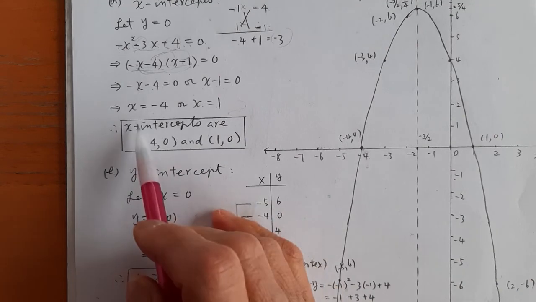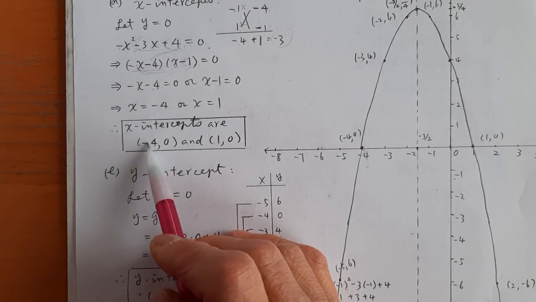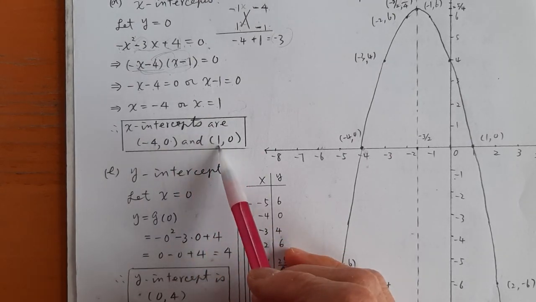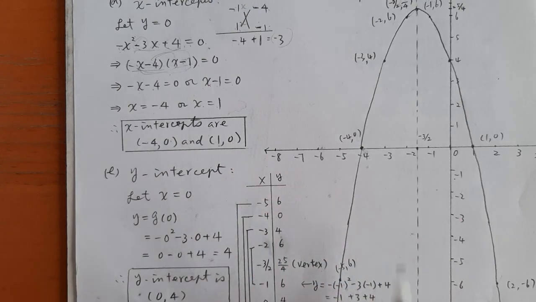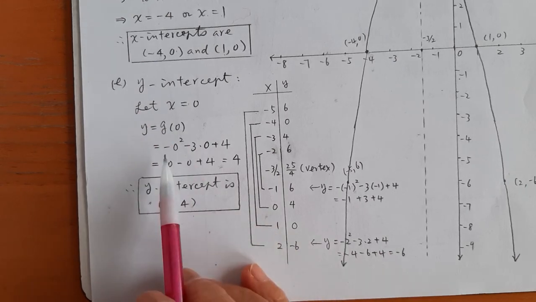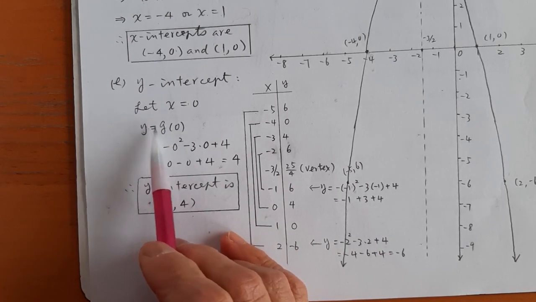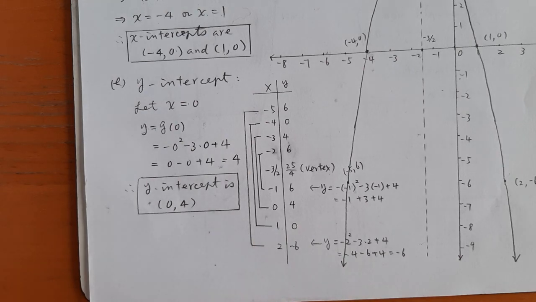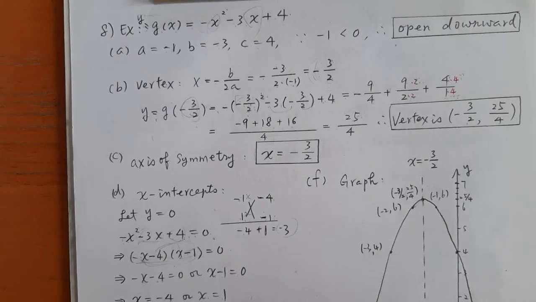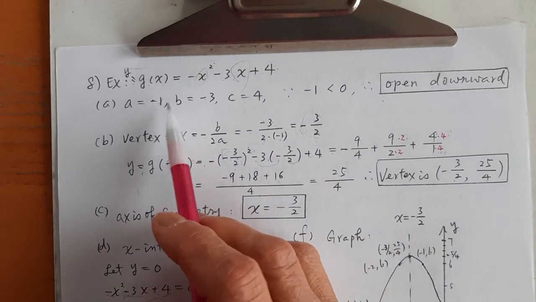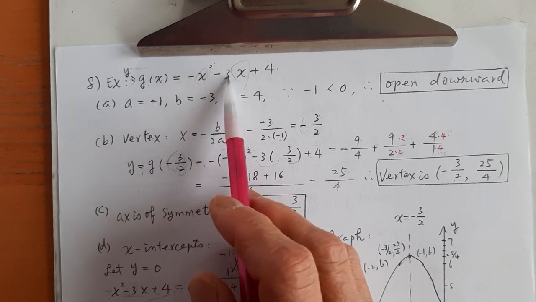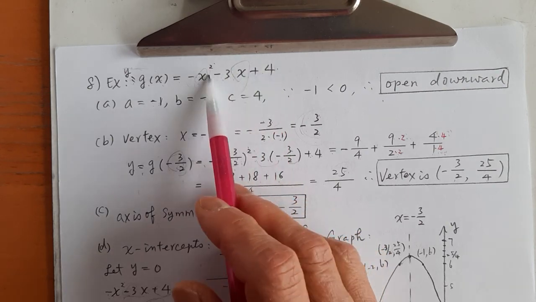So the x-intercepts are: x coordinate -4, y coordinate 0, and x coordinate 1, y coordinate 0. That's the x-intercept. And for the y-intercept, let x equal 0, so y equals g of 0. Plug in 0 for x in the original function. So x is 0, that's 0, -3 times 0 is 0, add 4.